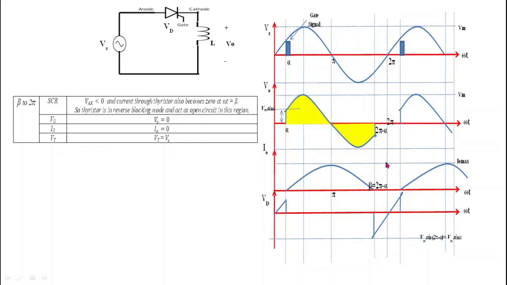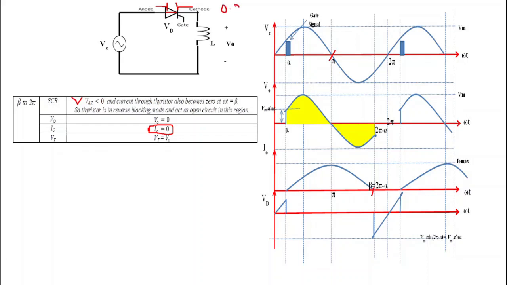So what is the operation from 2 pi minus alpha, or beta, to 2 pi? From beta to 2 pi, VAK is less than 0. Here the voltage has already reversed at pi, so it is still negative. But the current through the thyristor has become 0 now, so I0 is equal to 0. And when I0 is equal to 0, the thyristor gets turned off. When the thyristor is turned off, it acts as an open circuit.